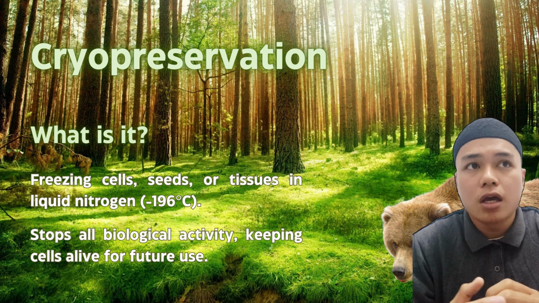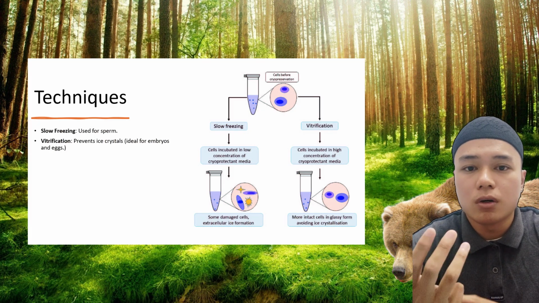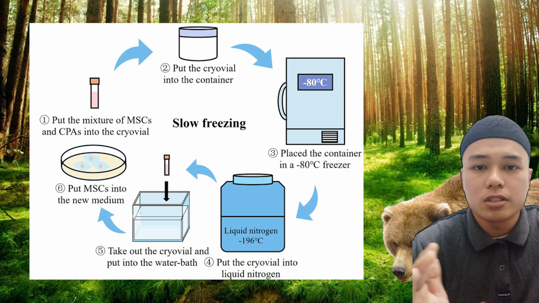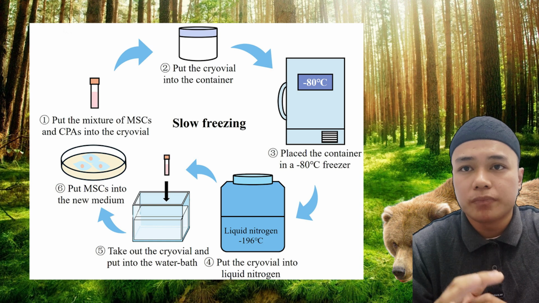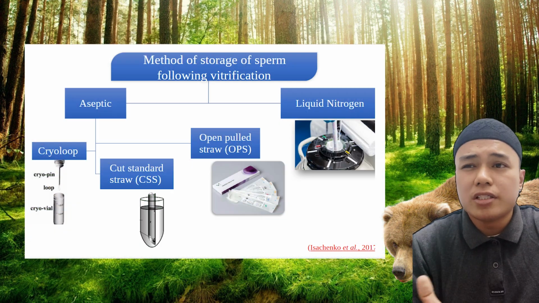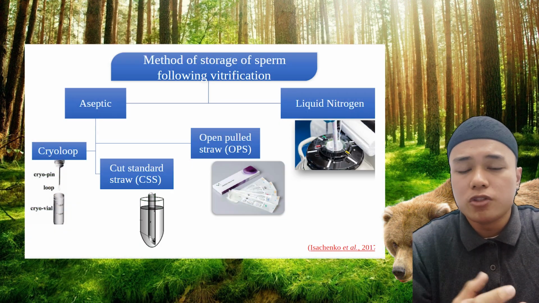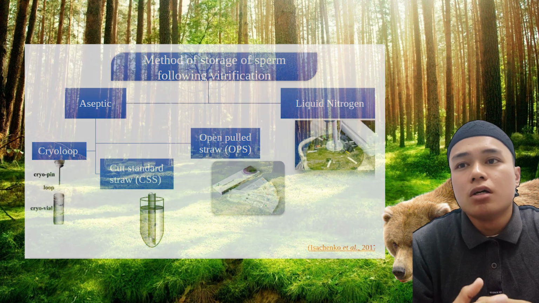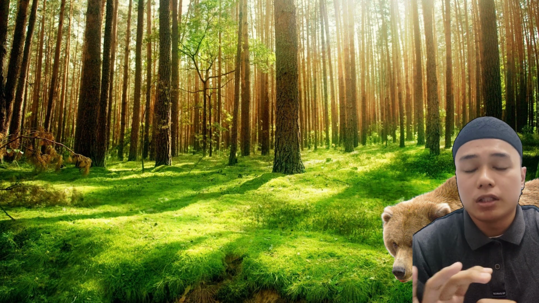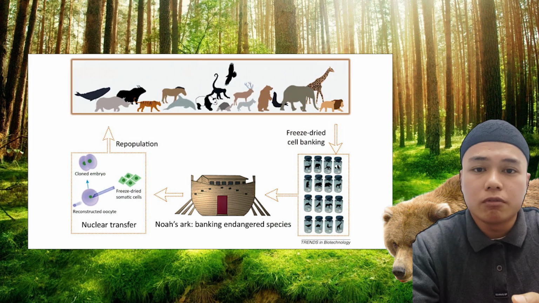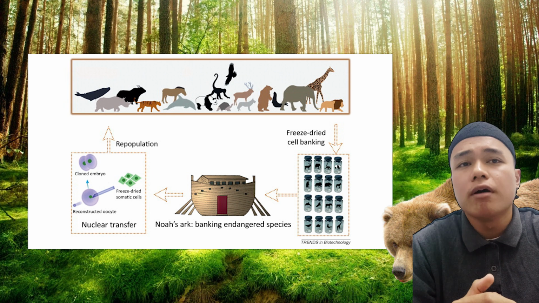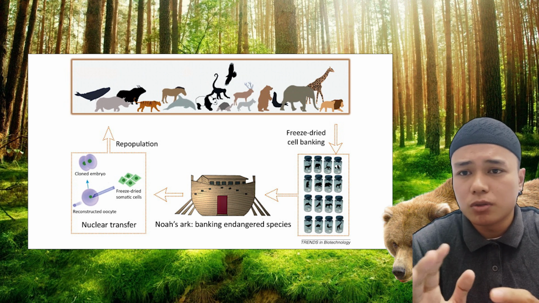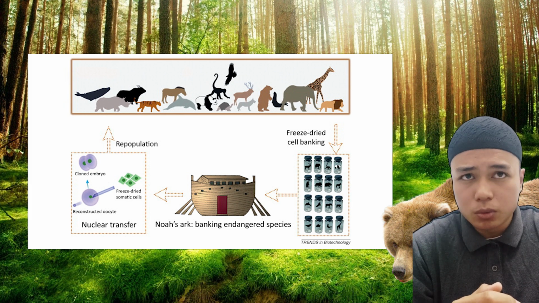There are two main ways this can be done, which are the processes called slow freezing and vitrification. Slow freezing is much simpler than vitrification, as it can be applied directly to preserving sperm. Vitrification is a bit more complex and very suitable for embryos and eggs because it helps to prevent the formation of harmful ice crystals. This method is especially important for species that are hard to save from extinction by just applying regular methods of storage or other kinds of in situ approaches.